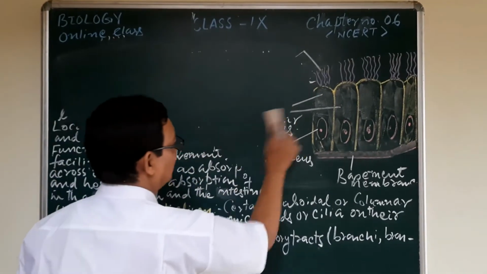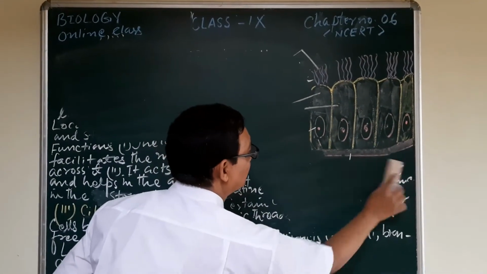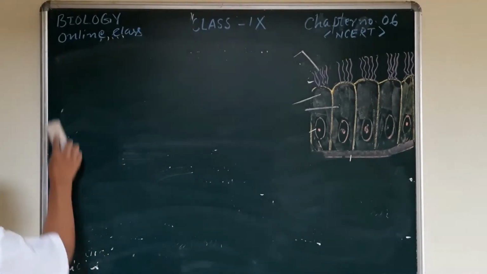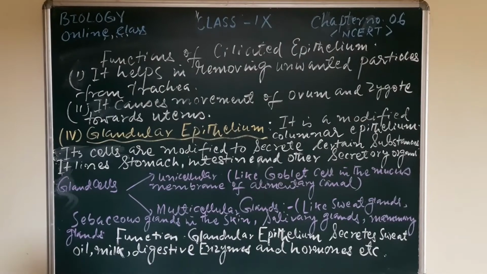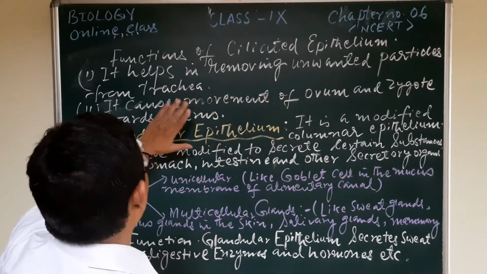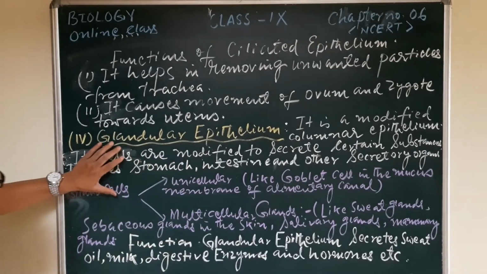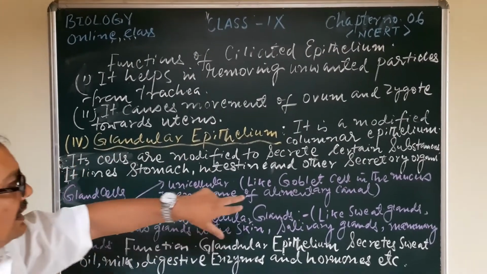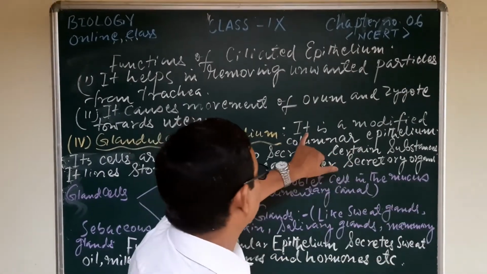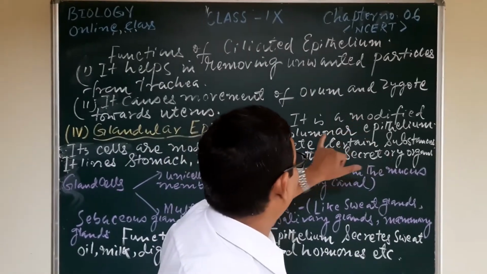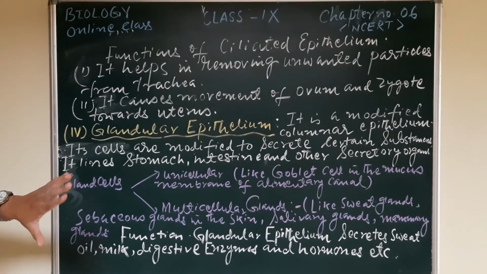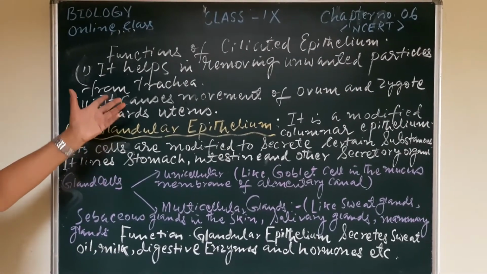Now one more epithelial tissue, that is the glandular, that is also modified. Here two important functions in regard to the ciliated epithelium, and here the description of glandular epithelium. As earlier I have already told you that glandular, it is a modified columnar epithelium. That means the shape of the cell and the location of the nucleus, each and everything will be similar to that of the columnar.